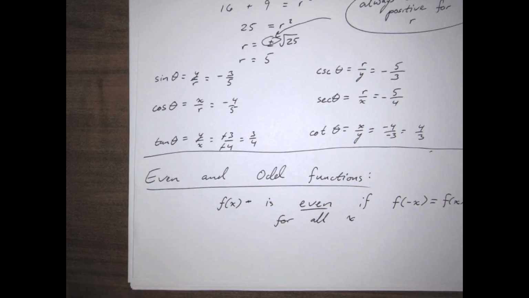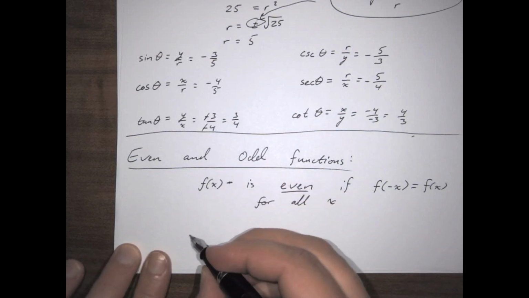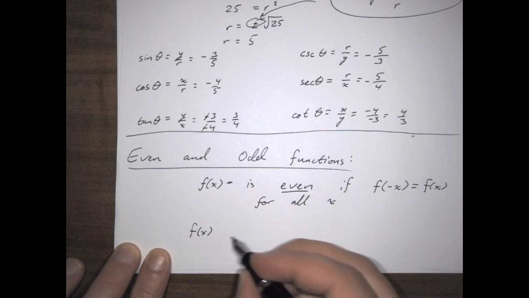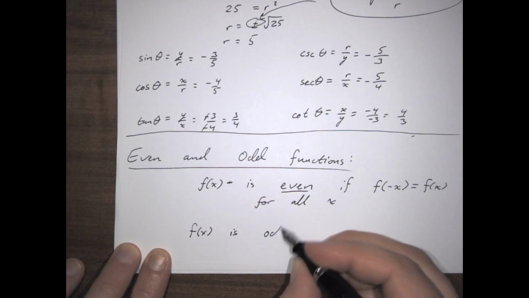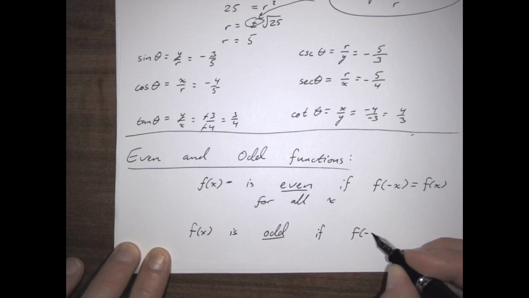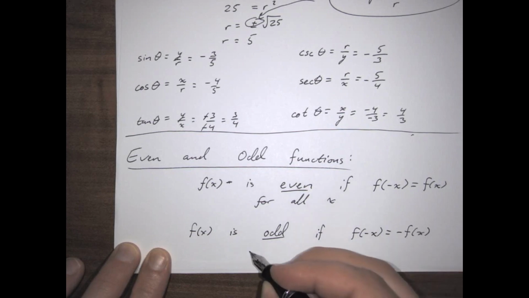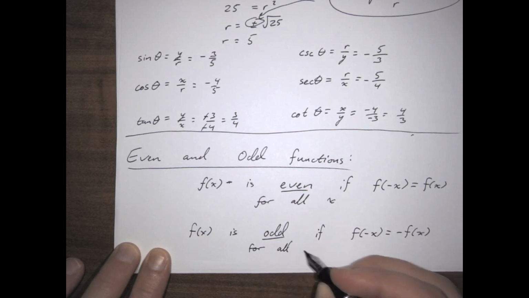So what this means is you plug in a negative and nobody would even notice. It is totally insensitive to negatives. You plug in a negative and the negative just somehow gets canceled out, and it's as though it was never plugged in the first place. f of x is odd if f of negative x equals negative f of x for all x.